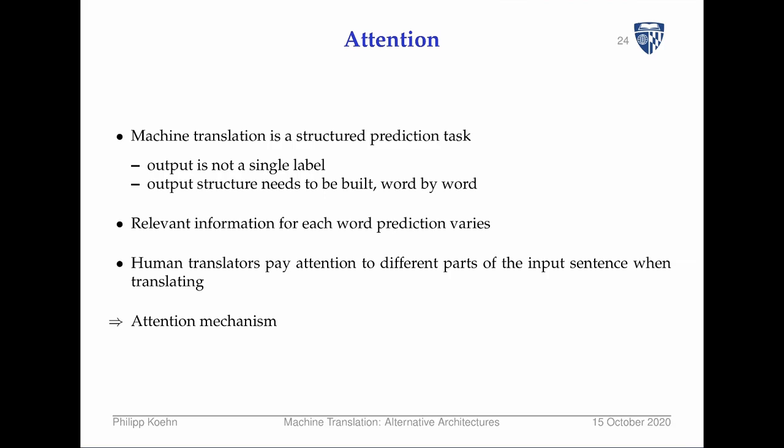Also, if you actually observe how humans translate, they also pay attention to different parts of the input sentence when they're translating. There even are interesting eye tracking studies where you check what people do when they translate a sentence. They don't actually read the entire sentence. They just look at the first words and then start writing out the translation, and then they look at the next word and they keep writing out the translation. So they very clearly pay attention to only part of the sentence while they translate. And this was the motivation for the attention mechanism that we already introduced for recurrent neural networks.